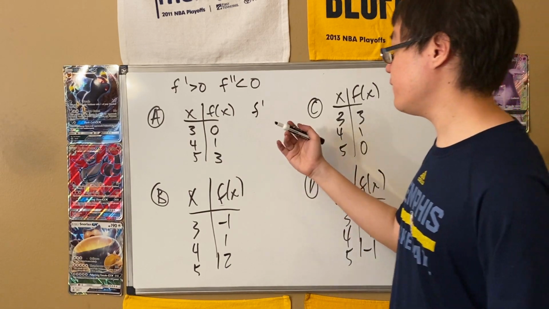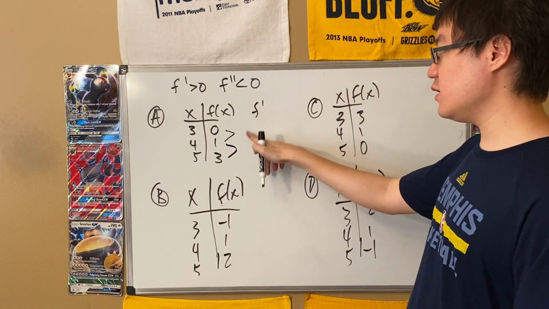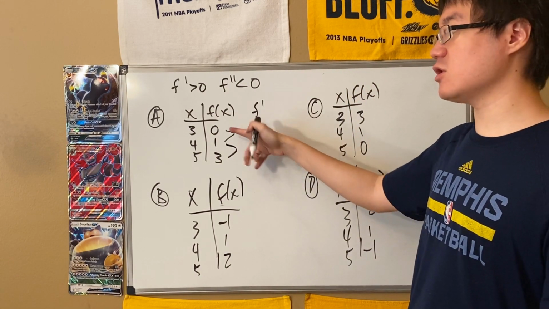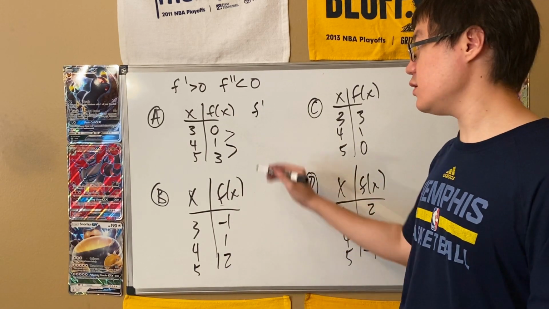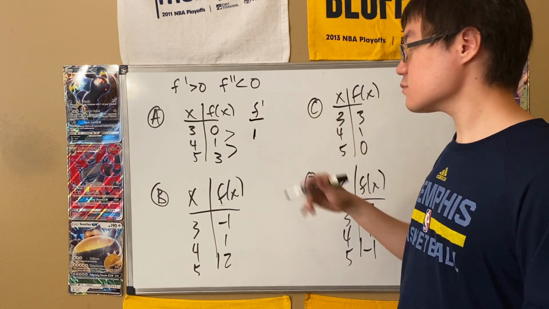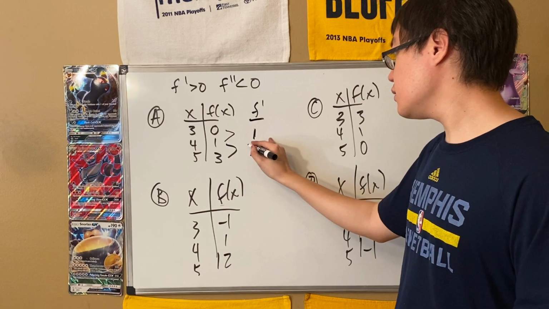In this case, I'm going to form these greater-than angle arrow things, and I'm going to write a number here, and this number represents the slope between this and this. In this case, it'll be 1 minus 0 over 4 minus 3. That slope is just 1. Then we have 3 minus 1 over 5 minus 4, that's 2.